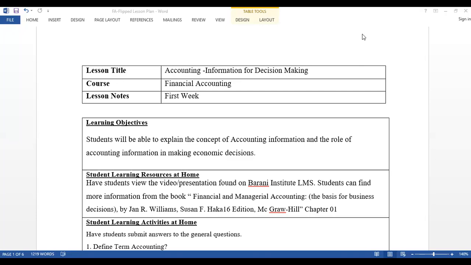What will be our learning objectives? Students will be able to explain the concept of accounting information and the role of accounting information in making economic decisions. Okay, what is accounting, why is it used, why do we need to understand accounting information, and the role of accounting information in taking decisions.